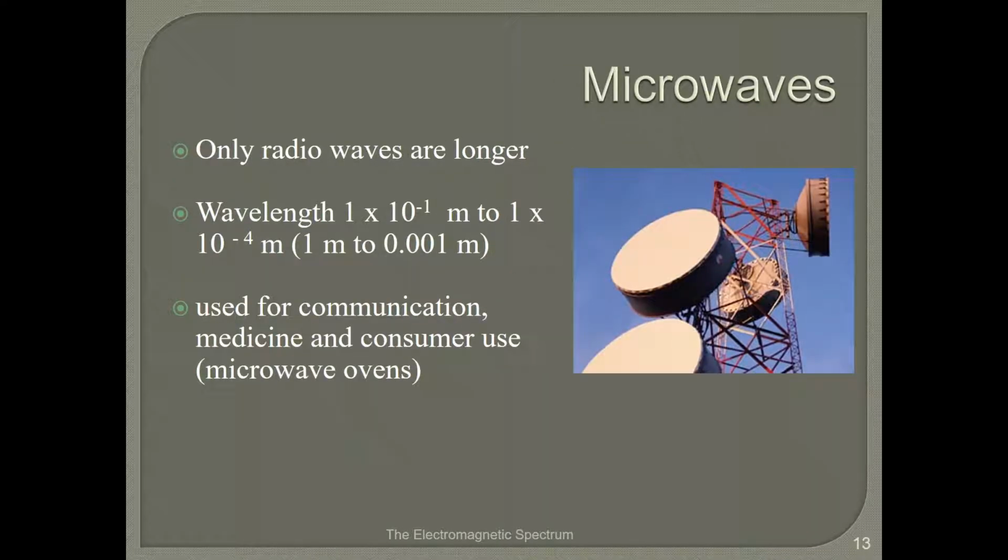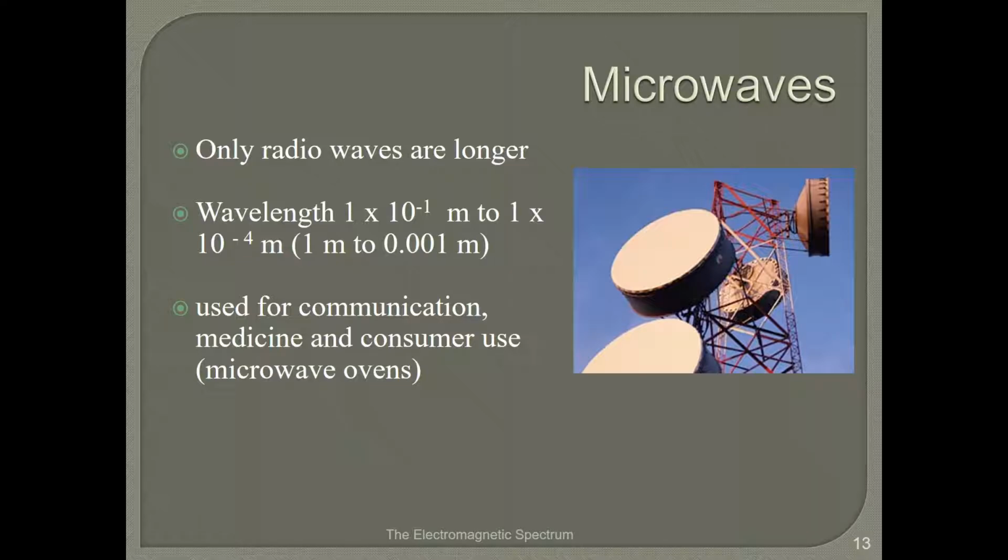Microwaves are considered radio waves that are longer. Technically, that's wrong. Microwaves are radio waves that are shorter. They have a shorter wavelength. So, yeah, that needs to be corrected. They have a shorter wavelength than radio waves.